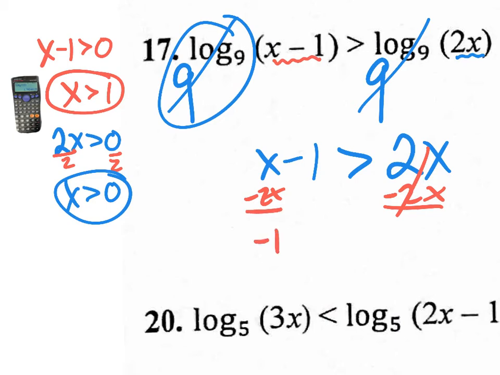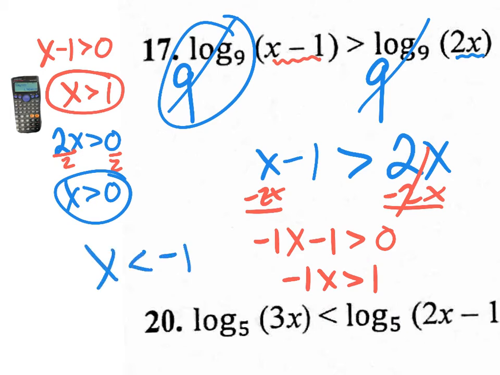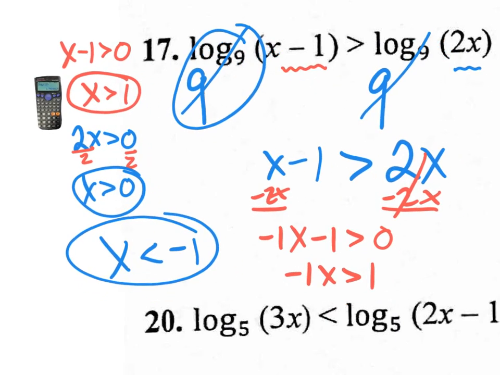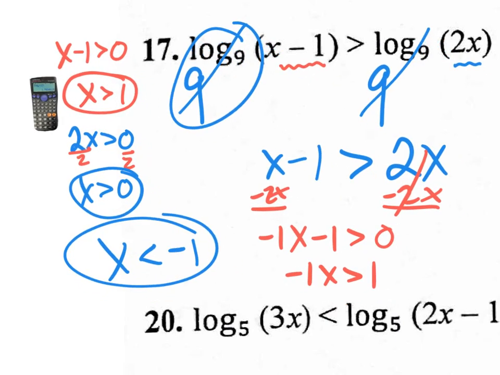We're going to end up with negative 1x minus 1 is greater than 0, which means that we'll have negative 1x is greater than positive 1, which means that when we divide both sides by negative 1, we will get x is less than negative 1. Because when I divide by a negative, you have to flip that inequality symbol and it becomes less than. So we have these 3 possible answers. We need to go to a number line to see where the triple overlap piece is at.